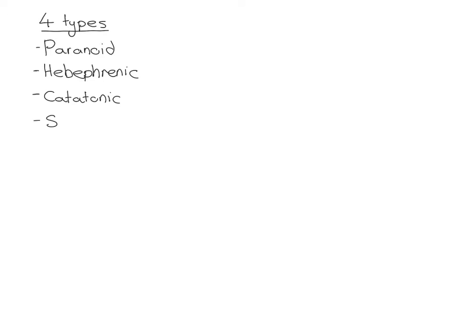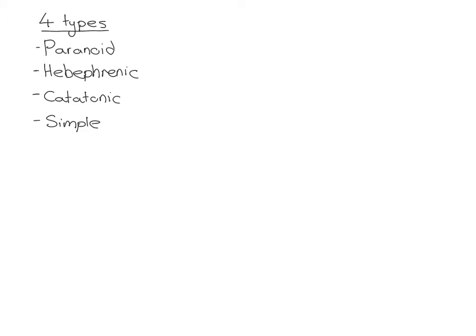So the 4 different types, we'll start off with paranoid schizophrenia. So the first type is paranoid, and in fact I think I'll just list them out first and then I'll go through what each of them is, although you can probably gather already what paranoid schizophrenia is going to be all about. Next type is hebephrenic schizophrenia. Third type is catatonic schizophrenia. And finally, there is simple schizophrenia. Okay, so let me go through what these 4 different types of schizophrenia are then.